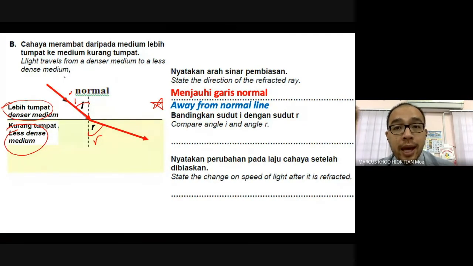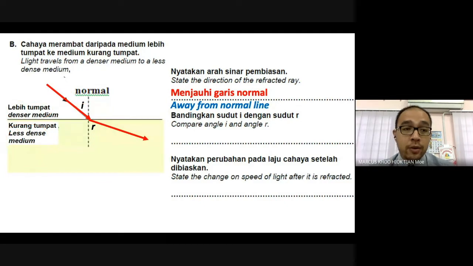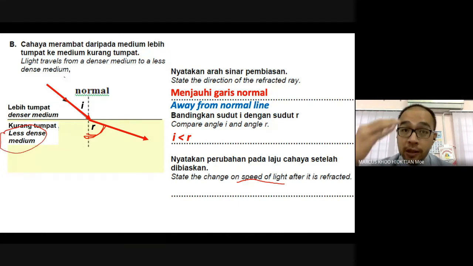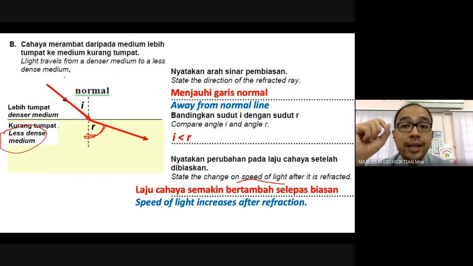Okay, in terms of the angle I and R, if you compare, you can see this very clearly lah. I is definitely much smaller than R. Look at the angle of R, very big. And so why is it moving away from the normal line? In terms of the speed of light, since it is moving in a less dense medium, think of the motorcycle and the traffic again. Less dense means less car. Less car means the motor can move faster. Okay, so the speed of light increases after refraction.